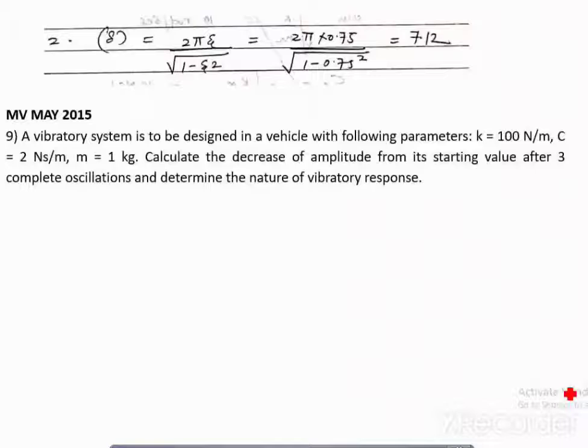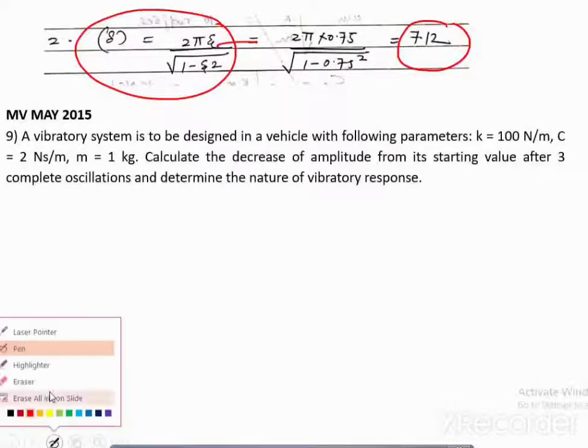And next, finally, what they have asked: logarithmic decrement delta. So delta is equal to 2 pi zeta upon square root of 1 minus zeta square. So that is 7.12, right? That is the logarithmic decrement, because we know zeta, which is 0.75. Is it clear?